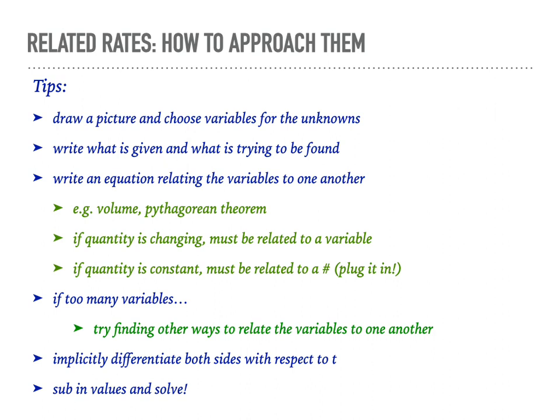Number one would be to draw a picture. First of all, visualize the situation and choose variables for the unknowns and write down the things that you have information about and the variables that you don't have information about. And an important part would be to write an equation relating the variables to one another. For example, maybe writing a volume equation, maybe writing a Pythagorean theorem equation.